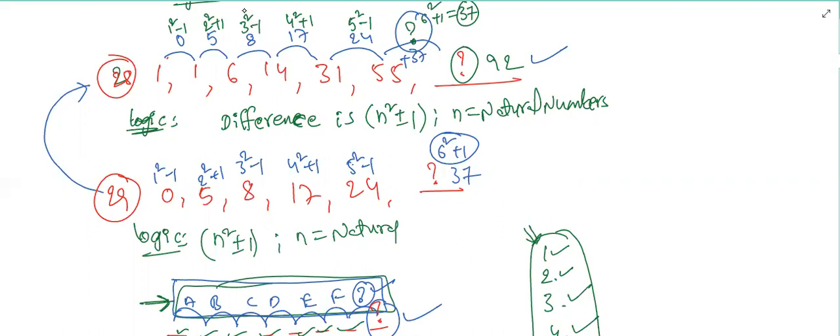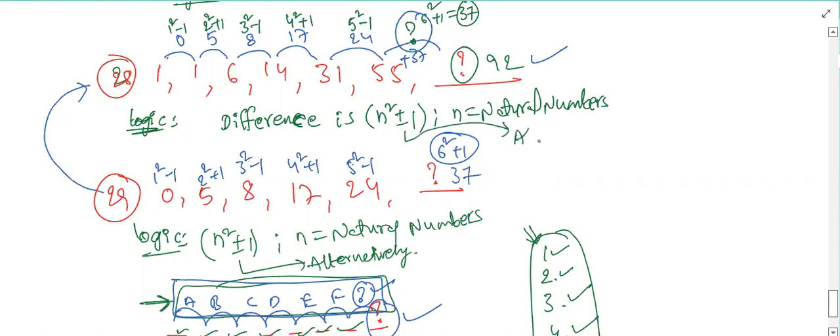Okay, we forgot to write one more thing, that is alternative. Consecutive natural numbers only here, but these operations, plus and minus operations, are alternate. Numbers are continuous, but the operations are alternative. Here also, plus minus alternatively.